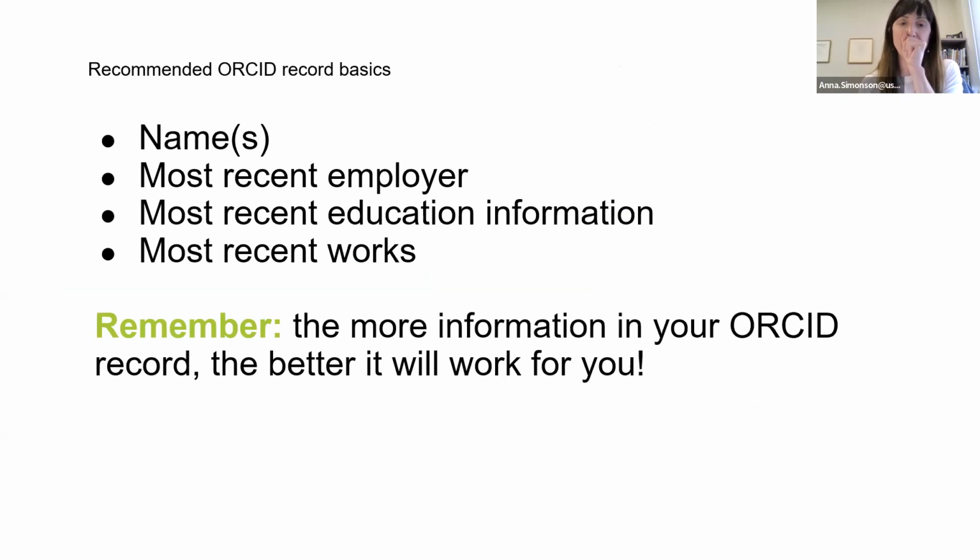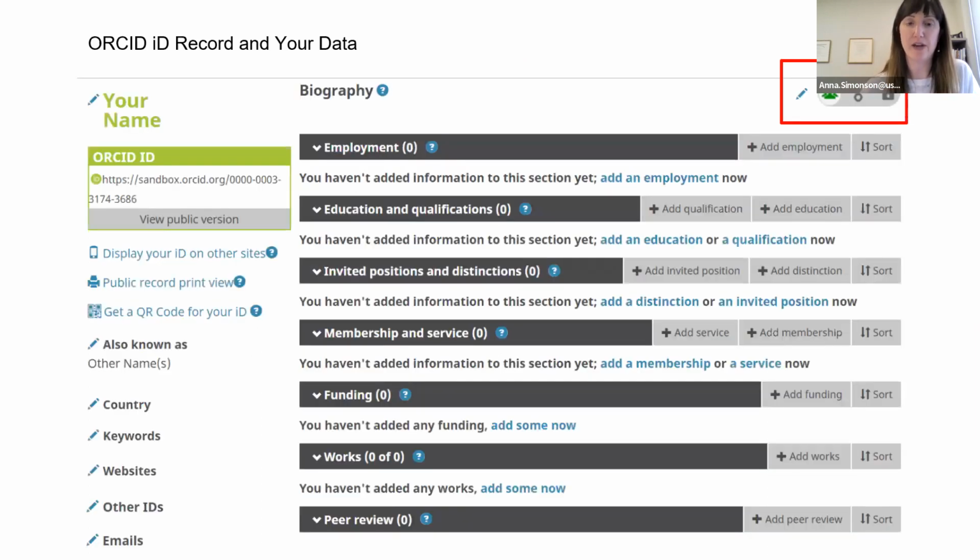So the ORCID basics are that you have your name, your most recent employer. This is what ORCID recommends. Your most recent education and your most recent works, right? You don't have to put everything in there. But again, the more information that you add, the better it will work for you.